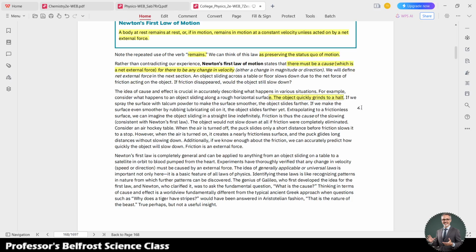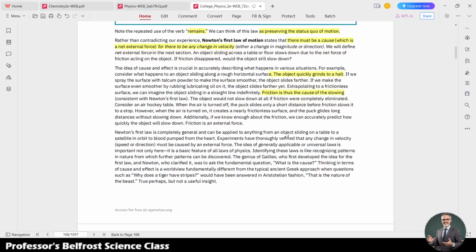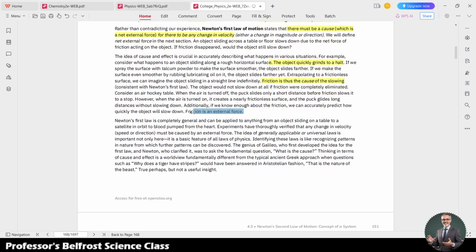If we make the surface even smoother by rubbing lubricating oil on it, then the object slides further yet. So friction in this case is the cause of the slowing, and this is consistent with Newton's first law. And friction is an external force.